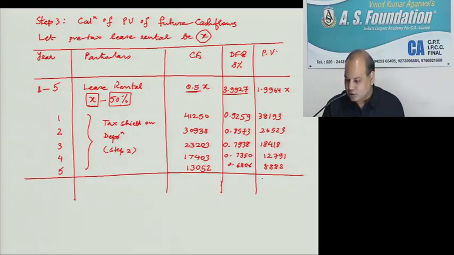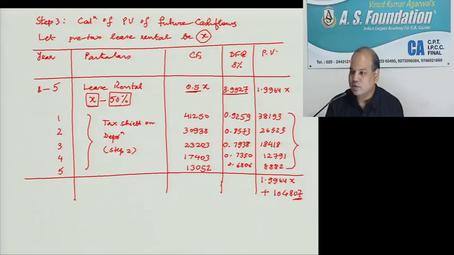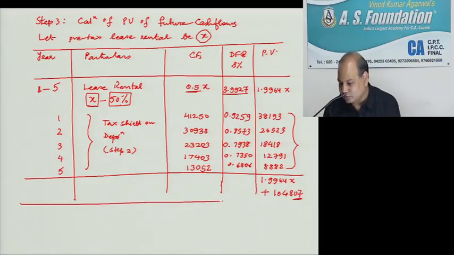Now what you do, how do you write the total? First you write 1.9964x and then plus these numbers. How much is the total of these 5 numbers? 104807. Approximately. If the last one or two digits are different, don't worry. Then it is okay.